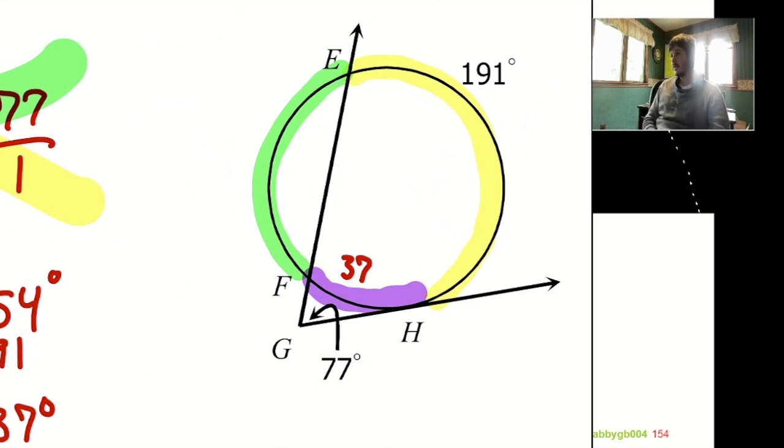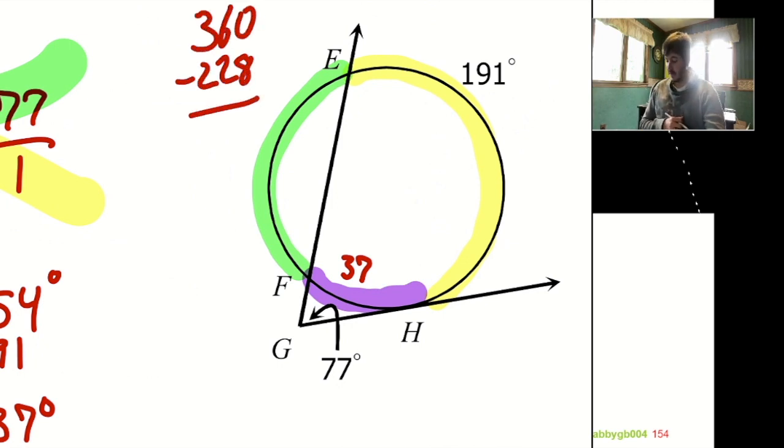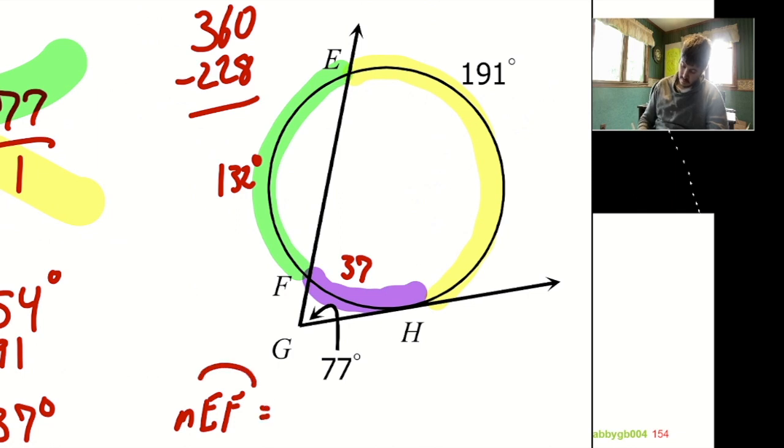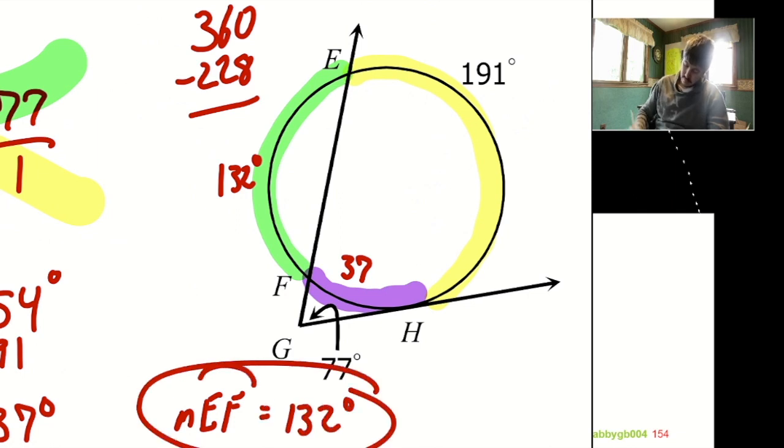What we're going to do is add up the purple one and the yellow one. So it's 191 plus 37. That entire arc is 228. So we do 360 minus 228, and that gives us the correct value for what we're looking for, EF, which is 132 degrees. So the measure of arc EF is equal to 132 degrees.